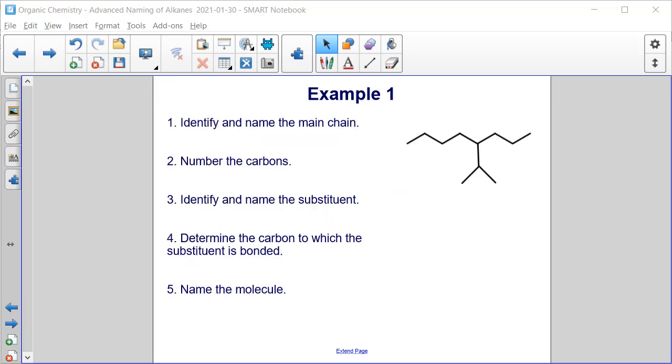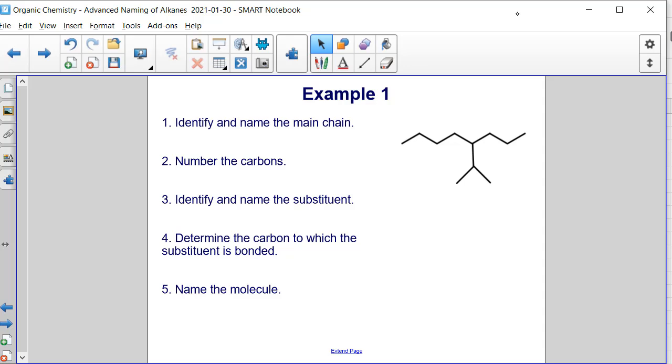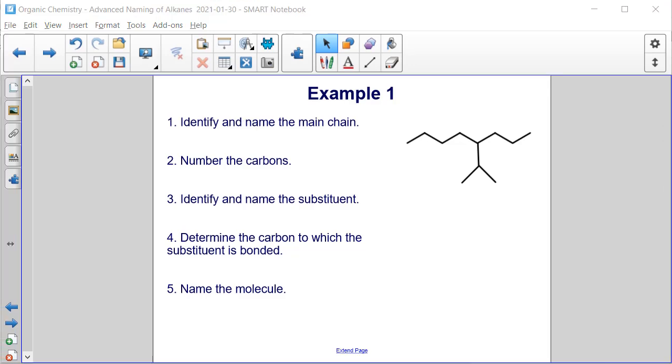All right, so we're going to go through a few examples, but we'll start with this one where we need to name this molecule that you see drawn in the structure. Just like with every naming problem, our first goal is to identify the main chain of the molecule. And we do that by finding the largest carbon-carbon chain, right? So let's do that now.